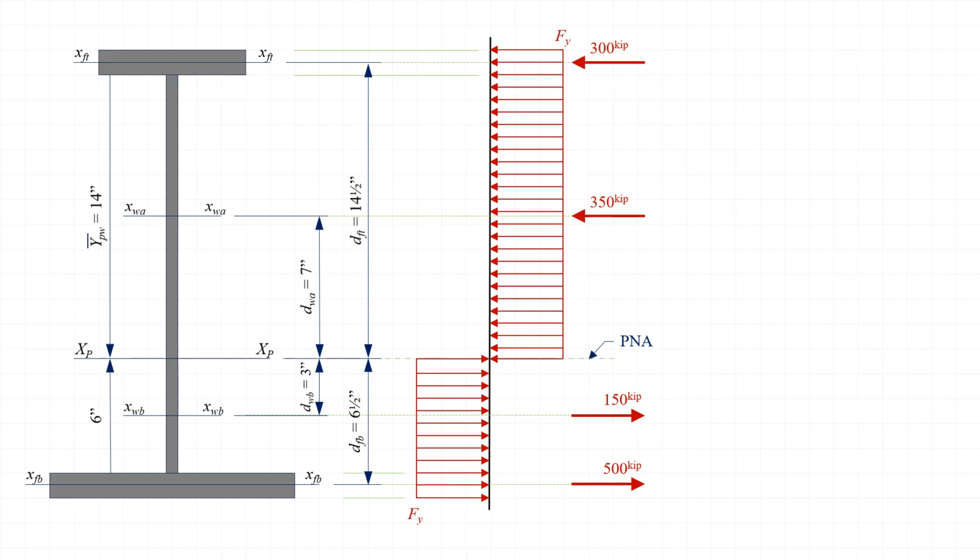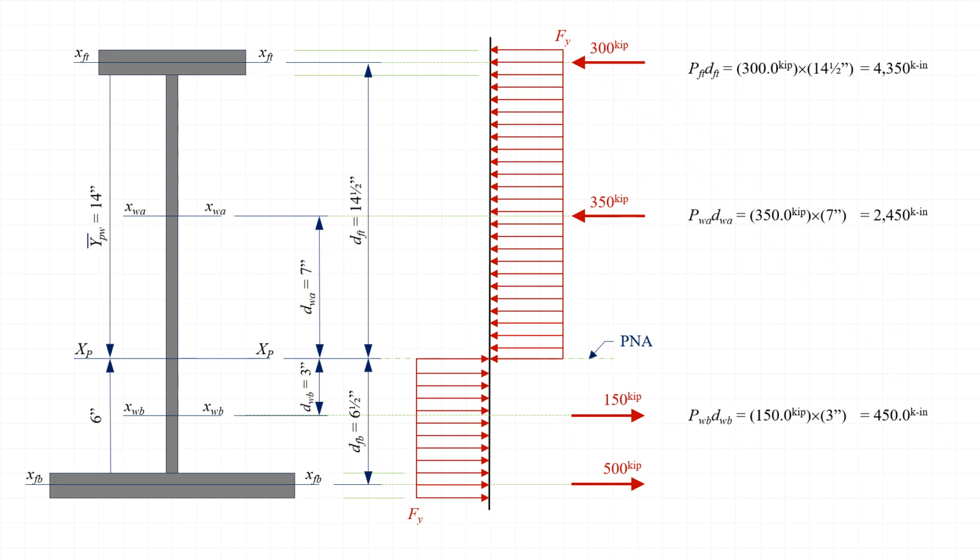Next, we'll label each of the plastic force resultants explicitly, and then we can calculate the moment created by the plastic force resultant in the top flange about the plastic neutral axis, which is equal to 300 kips times the distance of 14.5 inches, or 4,350 kip inches. Then we can calculate the moment created by the plastic force resultant in the web above the plastic neutral axis, which is 350 kips times the distance of 7 inches, or 2,450 kip inches.